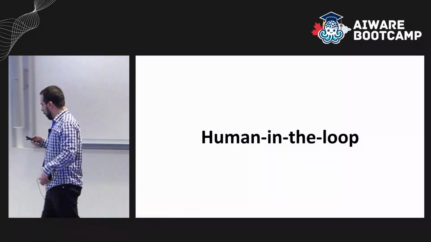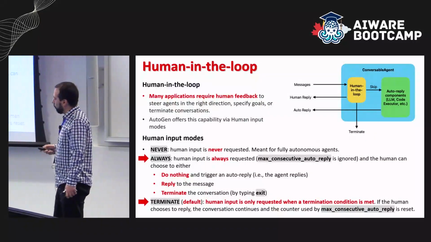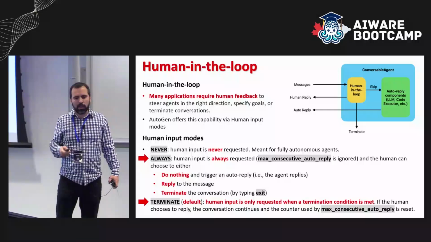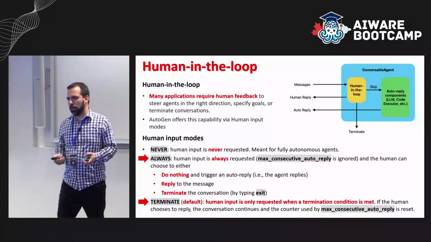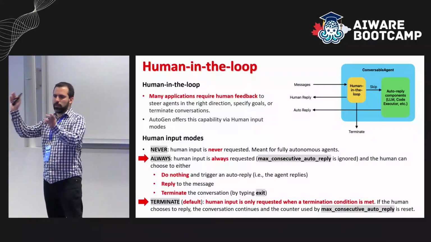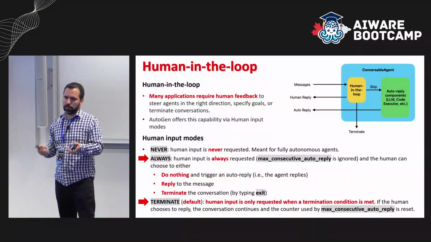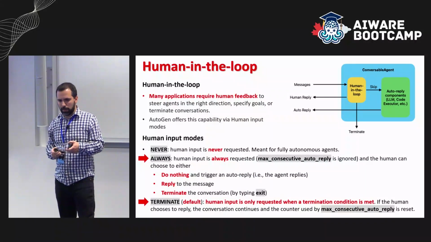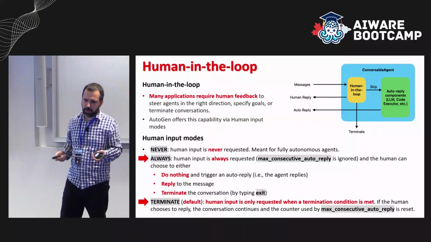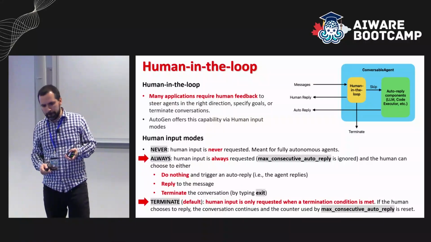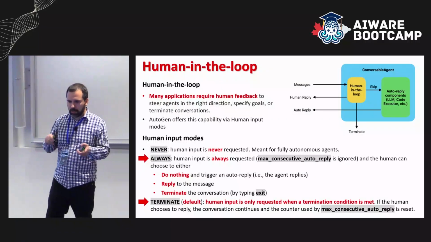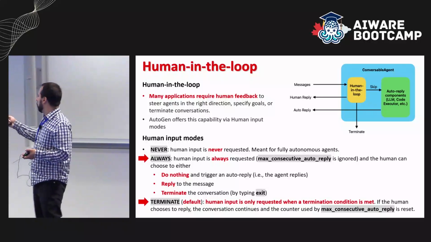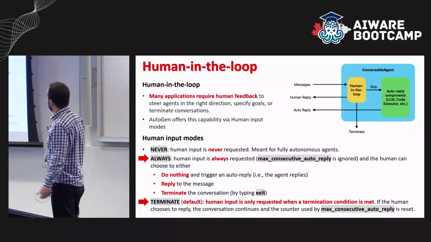Human in the loop, so how does this work? A lot of times you want to have more control. Sometimes you don't want to just leave the agents doing their stuff. You want to perhaps intercept a message, or stop a conversation or something like that. Many applications actually require human feedback. And in Autogen, there are these different input modes. So maybe let me talk a little bit about this first.